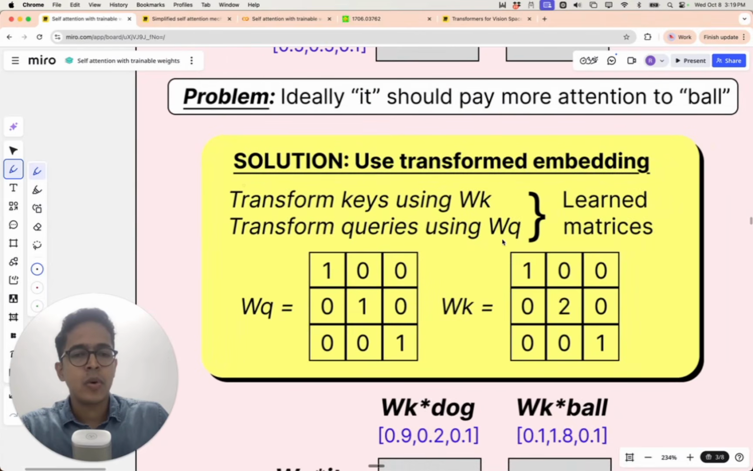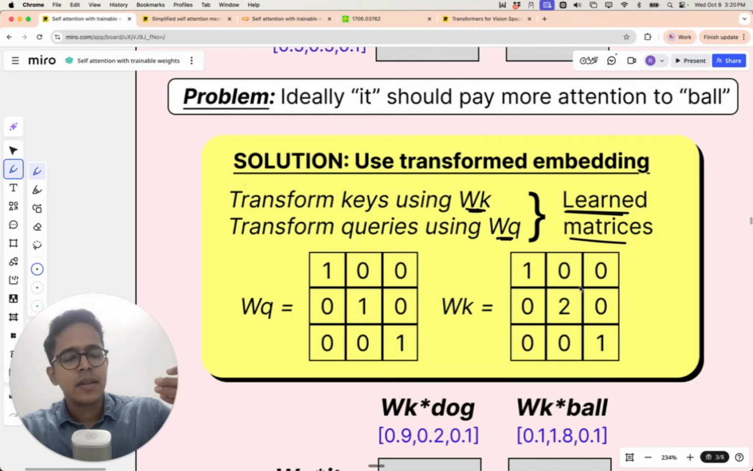So you transform queries using the WQ matrix. You transform keys using a matrix called WK. So these are weights, W for weights. This is the weight matrix corresponding to key. This is the weight matrix corresponding to query. And these are learned matrices. Why do we call them learned matrices? Because the numbers inside these learned matrices will change as we train the large language model.